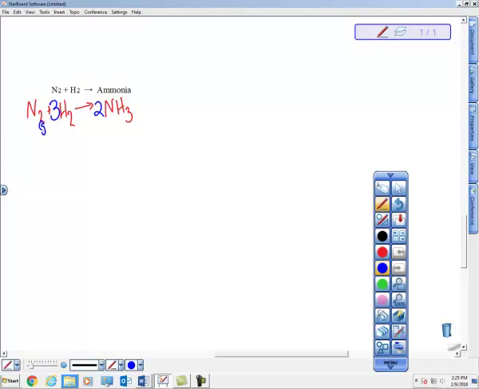Alright, you guys, gases. Nitrogen's a gas, hydrogen's a gas, and ammonia can be a gas if it's exothermic. So you can actually stick a gas right there as well if you want. Not necessary, though.